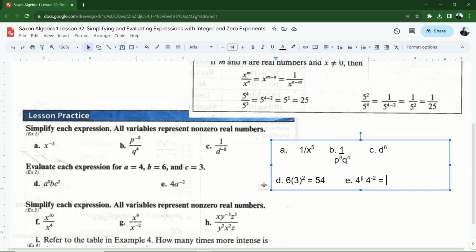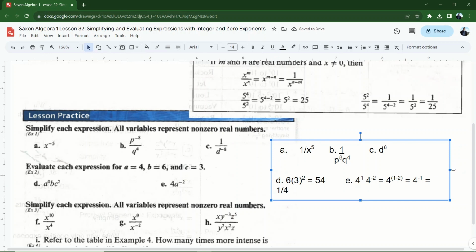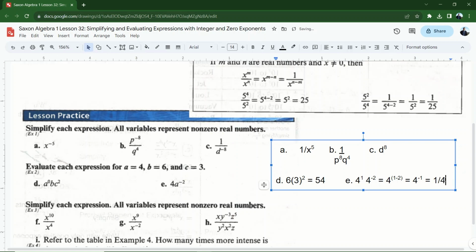So what's 4 to the 1st times 4 to the negative 2nd? That's going to be 4 to the 1 minus 2, because I'm adding the exponents. So it's going to look like this. 4 to the 1 minus 2. That's going to be 4 to the negative 1st. Okay, 4 to the negative 1st, which is the same as 1 over 4, because that 4 is on the wrong side of the fraction bar. So I have to put 4 to the 1st on the bottom.